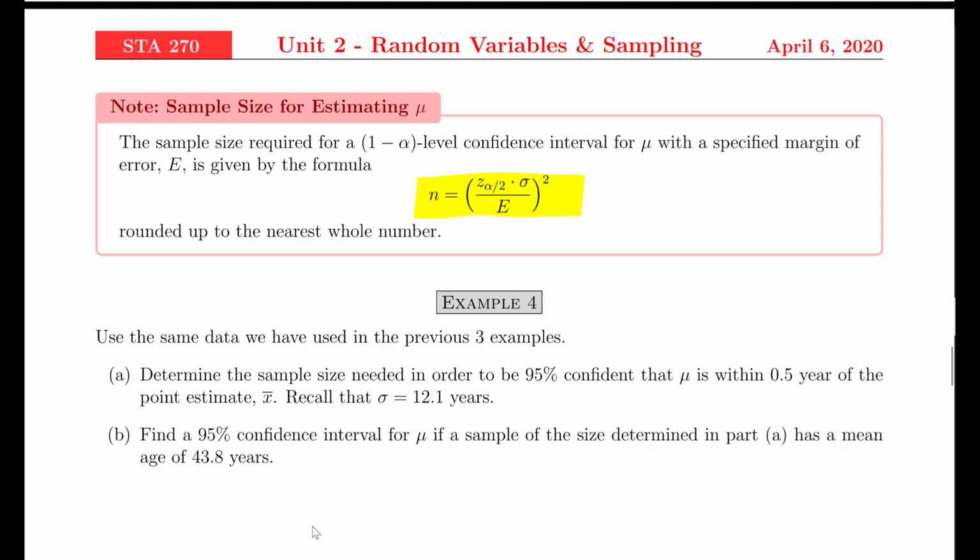So if we wanted to narrow this margin of error down to say 1.5 years, that would be our value for E. We would substitute that in, and then we would be able to come up with what size sample we need to take to guarantee 95% confidence that our population mean lies within a margin of error of 1.5 years to either side of the sample mean.